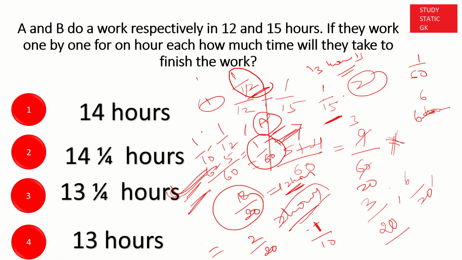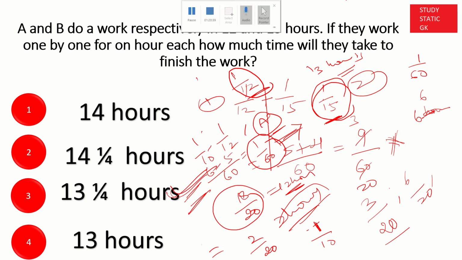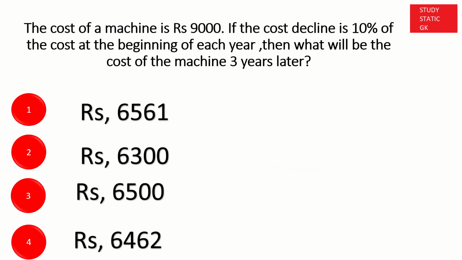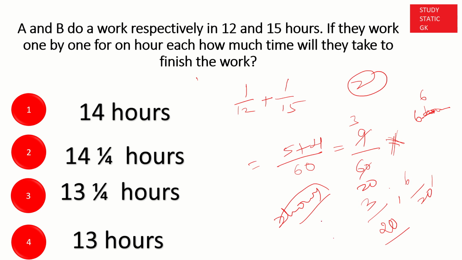So in the last hour, after the 13th hour, the entire hour is not required for B, because in 1 hour B will complete 1 by 15th, but the remaining is 1 by 60. What's happening here?